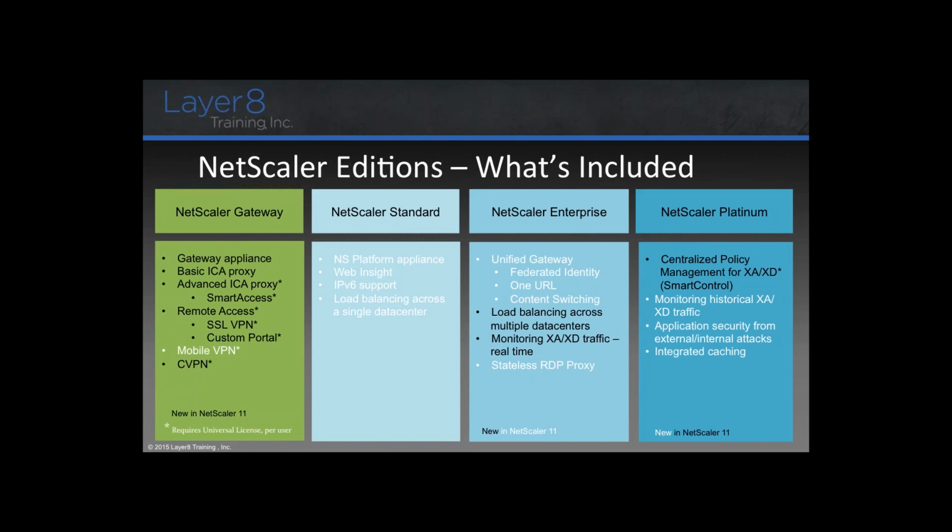Now, what's included with NetScaler Enterprise: you're going to pick up your unified gateway that's going to support your federated identity, your one URL, and your content switching so that you can have a single URL to access every application within your environment. And of course, stateless RDP proxies are also included in the Enterprise edition.